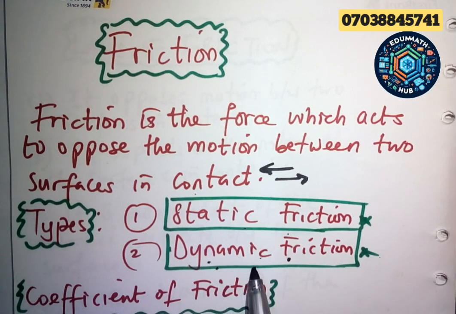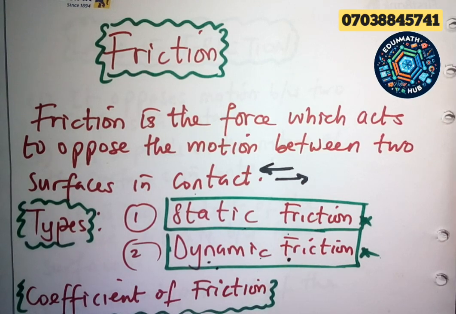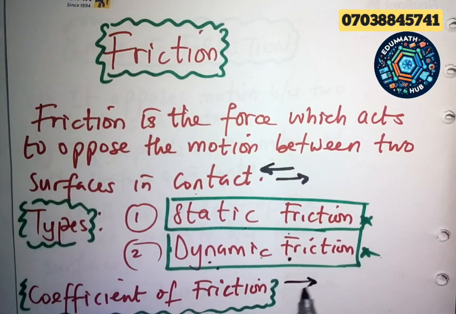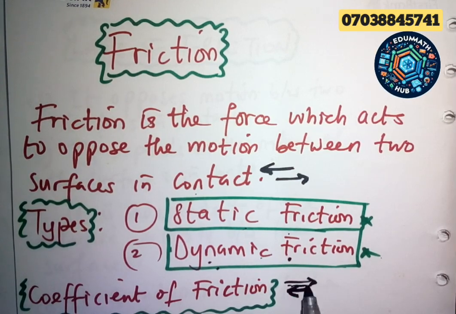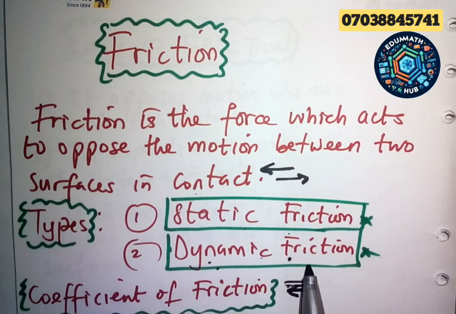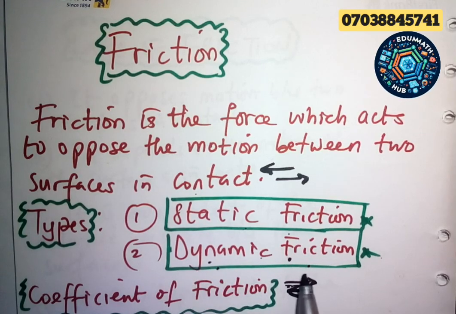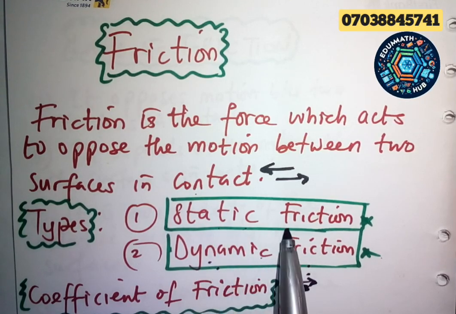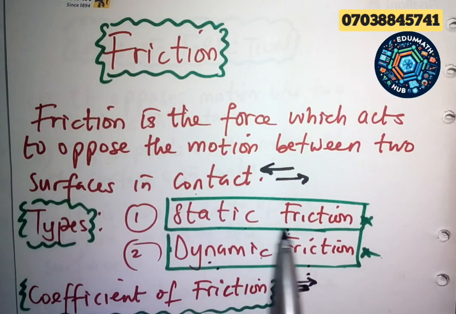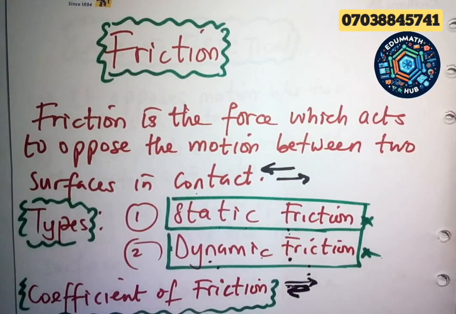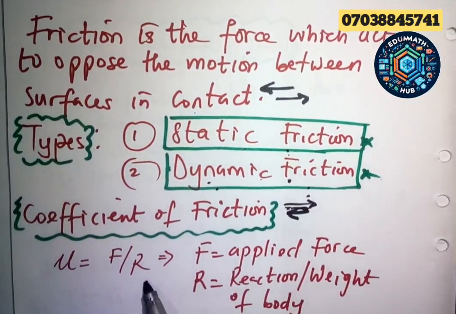Then dynamic friction occurs between two surfaces in contact that have relative motion. So when the two surfaces are moving, one moving like this and one moving like this, and there's friction between them, the kind of friction that is there is called dynamic friction. So this one is for bodies in motion, and this one is for a body that is static, just in a particular place.